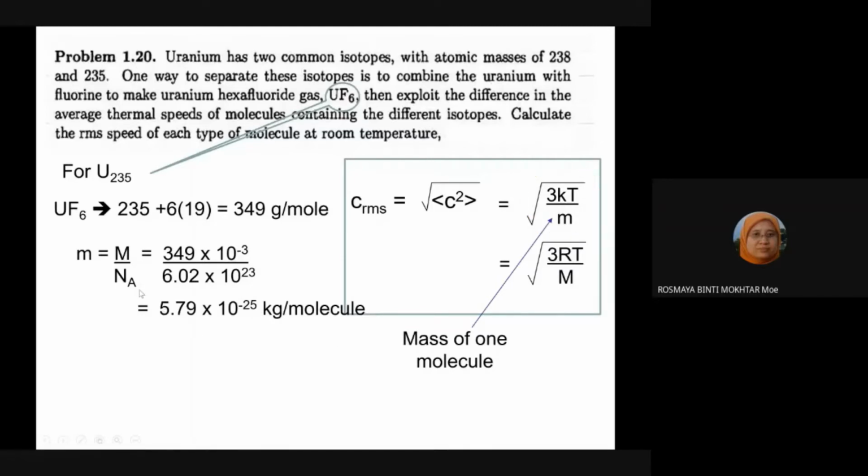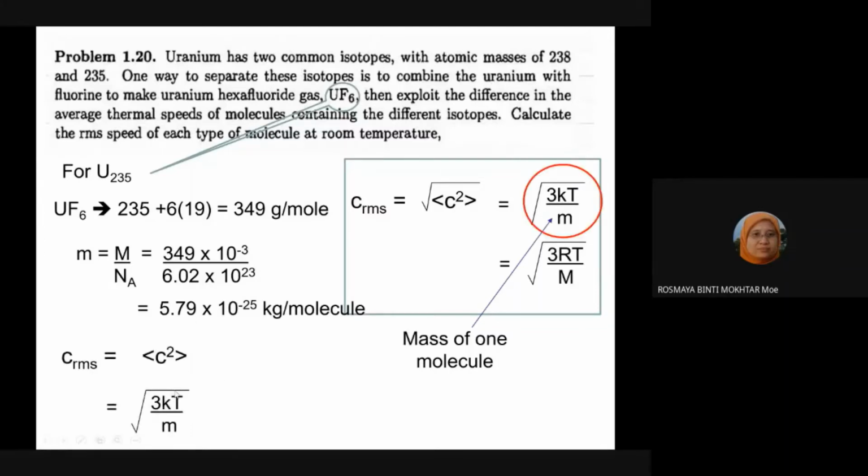Any problem? No? So we use the relation. This one comes from the relationship N per NA equals m per capital M. From there you get this one, and you've learned this in chemistry, right? So you get 5.79 times 10 to the power of negative 25 kilograms per molecule. Now we can substitute all these values into the RMS speed equation.